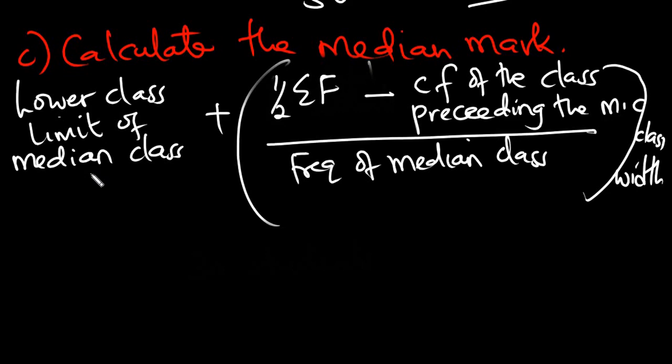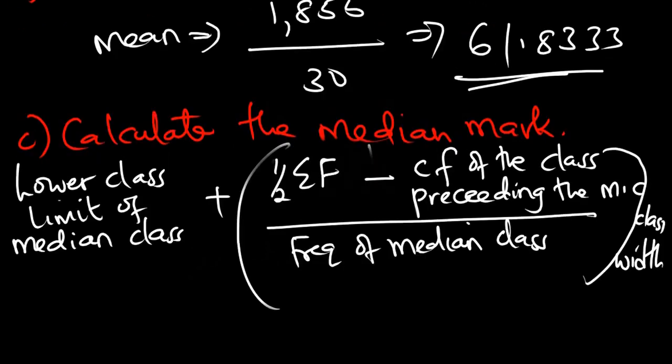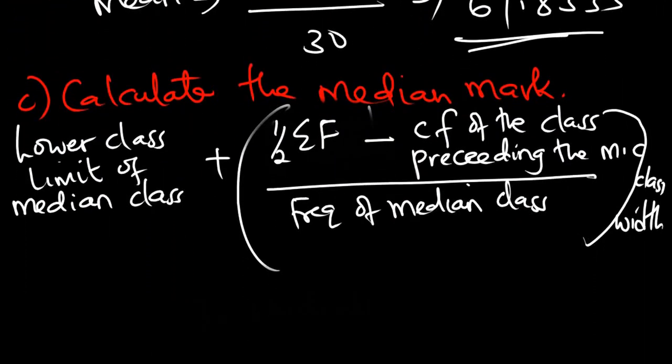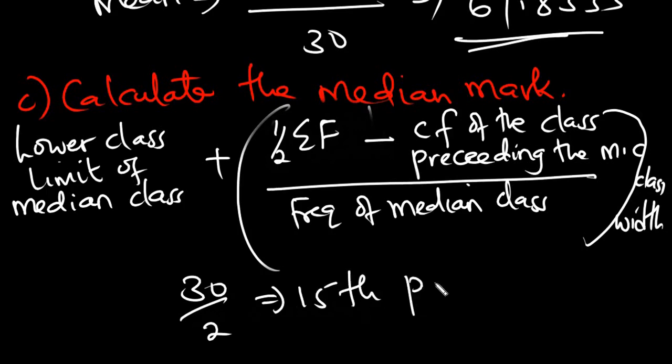What do we mean by the median class? The median class is the class where the median mark lies. Remember, we have 30 students. If we divide by 2, we get 15. So 15 is the one at the center, at the midpoint. We want the mark that is at the 15th position, so let's identify the class that has the 15th position.